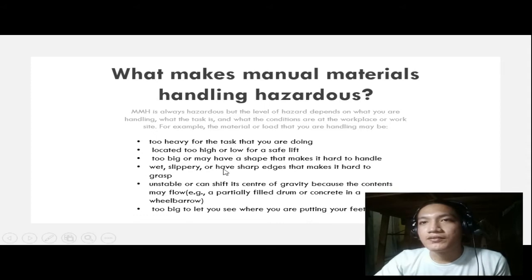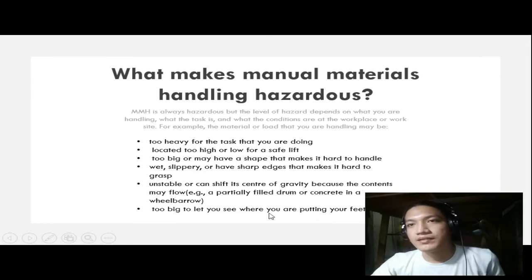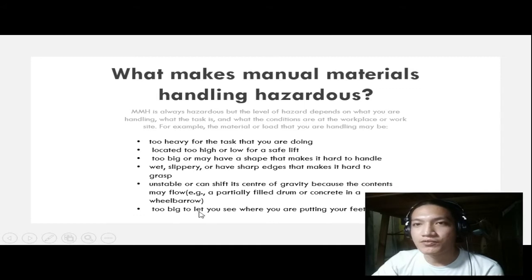Wet, slippery, or have sharp edges that make it hard to grab them, for example glass, which has sharp edges. Unstable or can shift its center of gravity because the contents may flow, like drums or concrete in a wheelbarrow that you move from one place to another. Or too big to let you see where you are putting your feet.